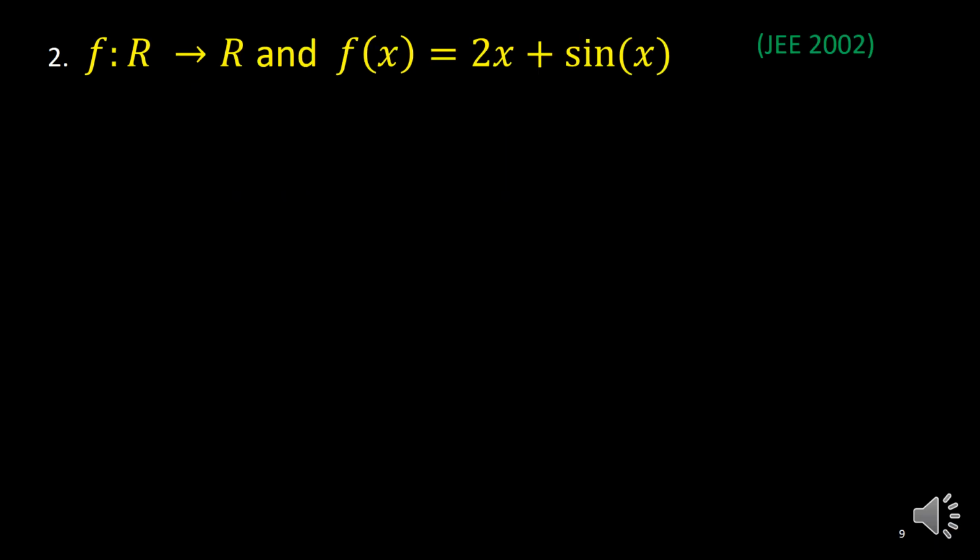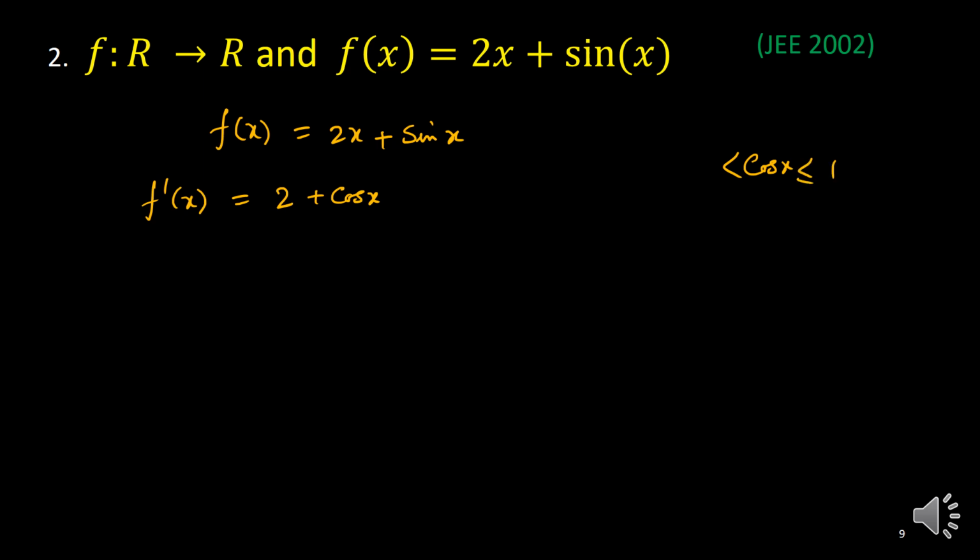So this is the second problem. Now quickly we'll solve these. f of x is given by 2x plus sine x. So what is the derivative? First, the derivative of 2x is 2, and the derivative of sine x is cos x. You can understand that cos x is bounded between plus 1 and minus 1. This is the range for cos x for any value of x. Cos is a periodic function, its maximum will be 1 and minimum will be minus 1.